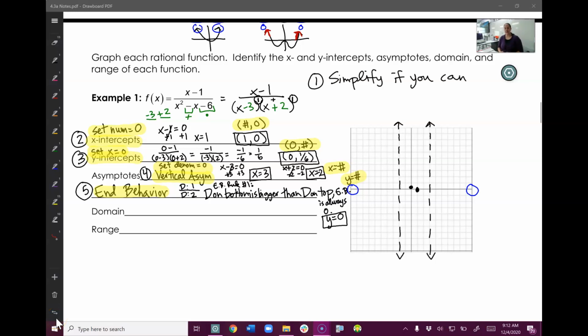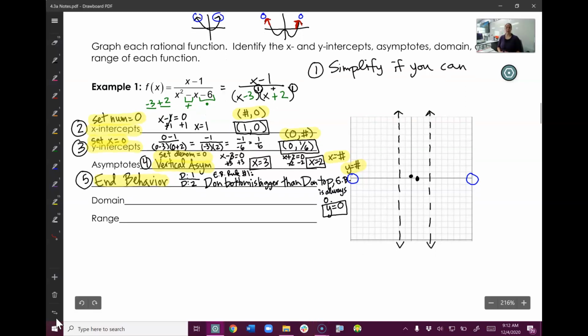Welcome to the second part of 4.3, where we continue to learn how to graph rational functions. In the first part of this lesson, we did steps 1 through 5 of graphing rational functions. In this lesson, we're going to cover the last two steps, which is step 6, doing a sign line, and step 7, actually graphing.